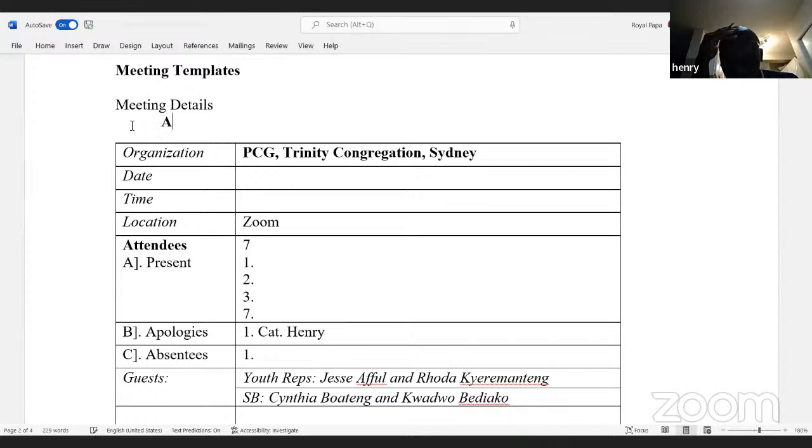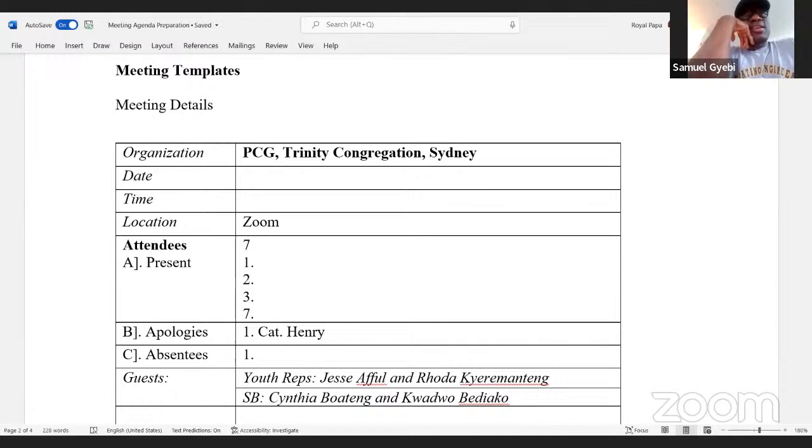The second person is the, what do you call it? Senior presbyter. Okay. Senior presbyter, and then the clerk. That's why I was asking if catechist is also supposed to be part of it.